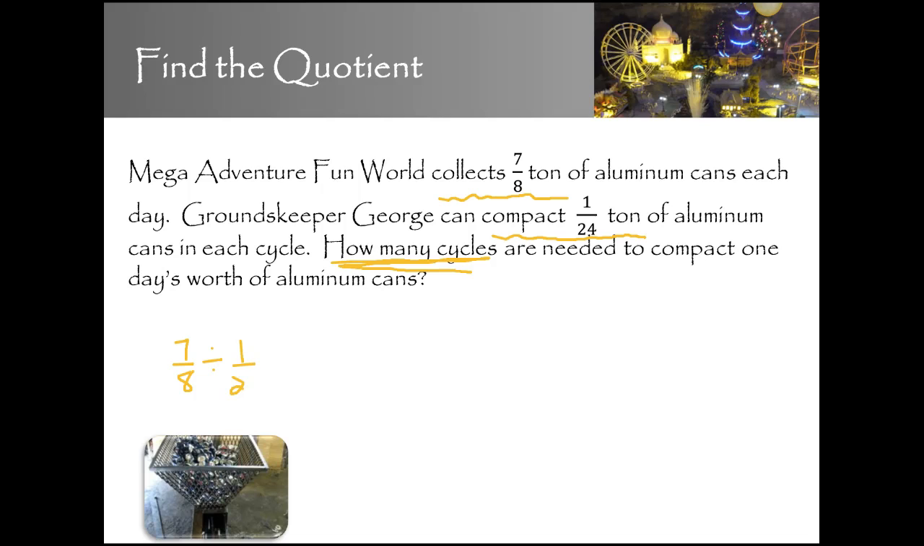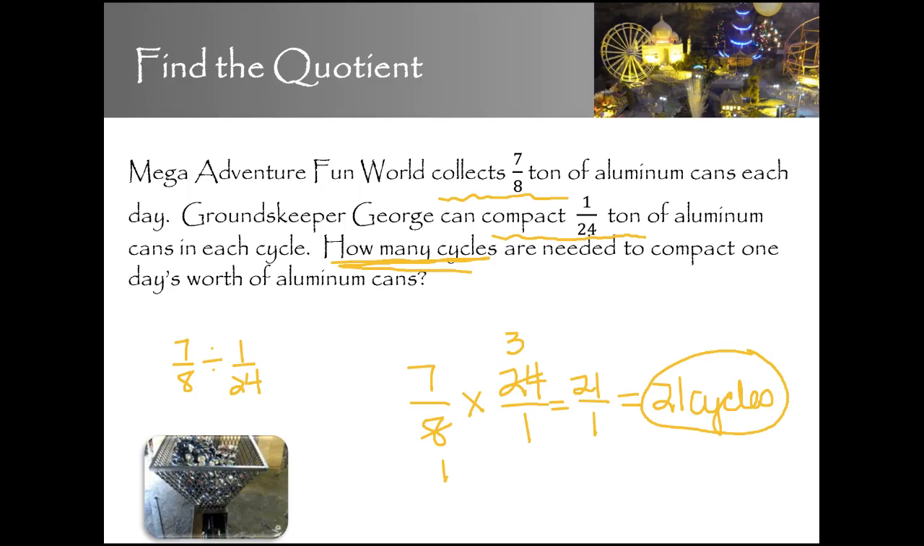Now we can go ahead and solve. We start with 7/8, and we'll multiply that times 24/1, the reciprocal of the second fraction. 8 goes into both 8 and 24, so I'll cross that off, and that will become a 1 and a 3. Then we multiply straight across and get 21/1. And we can see that Groundskeeper George will have to run the compactor 21 times in order to compact 7/8 tons of aluminum cans.